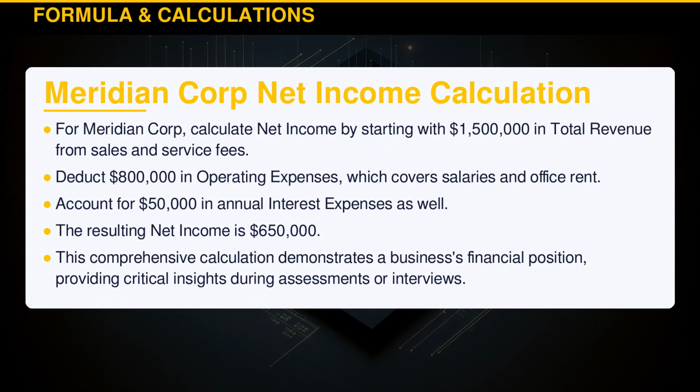For Meridian Corporation, calculate net income by starting with $1,500,000 in total revenue from sales and service fees. Deduct $800,000 in operating expenses, which cover salaries and office rent. Account for $50,000 in annual interest expenses as well. The resulting net income is $650,000. This comprehensive calculation demonstrates a business's financial position, providing critical insights during assessments or interviews.